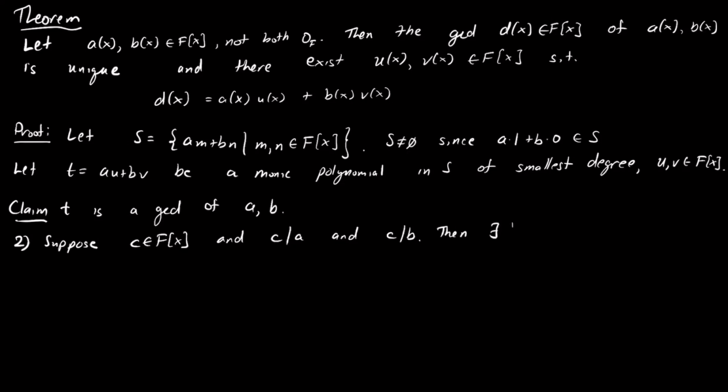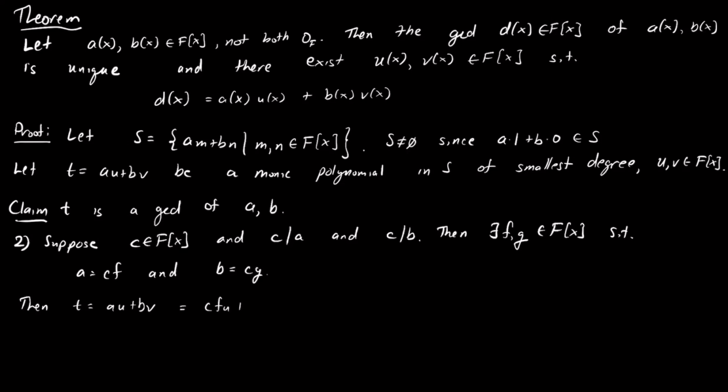I can say there exist polynomials, let's call them F and G, in F[x], such that A is equal to CF and B is equal to CG. All right, so now let's use this fact in our expression for T. We know T is equal to AU plus BV. I can now write this as CFU plus CGV, which is equal to C times (FU plus GV). In other words, C divides T.